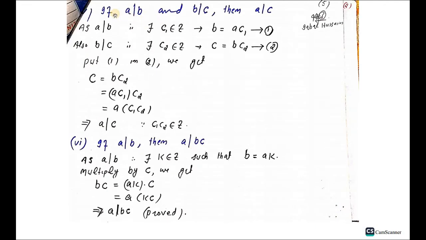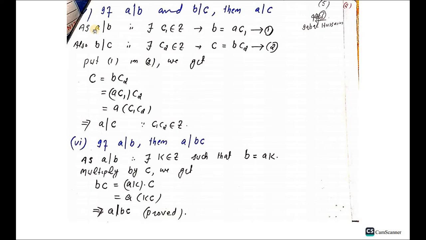A result: if a divides b and b divides c, then a divides c. This is the transitive property. अगर एक इंटीजर किसी दूसरे इंटीजर को डिवाइड करे और दूसरा वाला इंटीजर किसी तीसरे इंटीजर को डिवाइड करे, तो फर्स्ट इंटीजर तीसरे इंटीजर को डिवाइड करेगा. This is the transitive property.